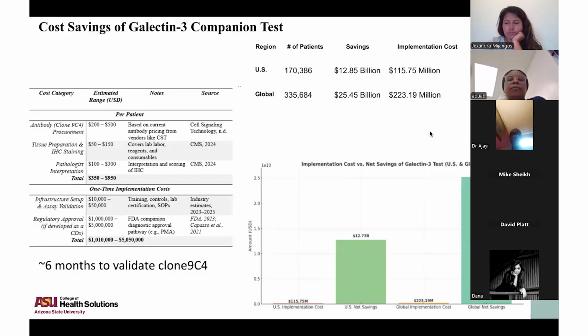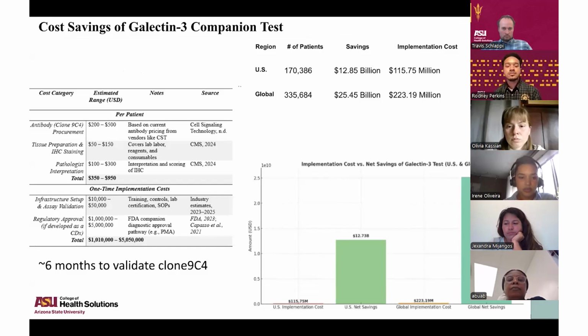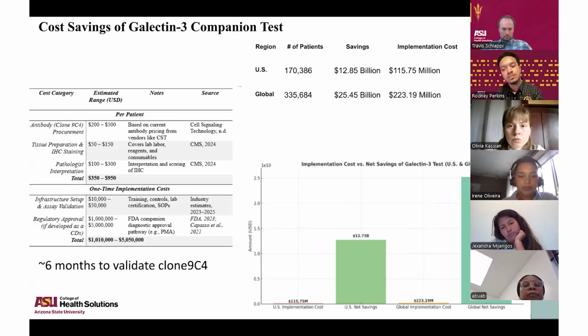All right, so now moving on, now we're going to show how much we would be saving by implementing the Clone-IC4 test as a companion test for the ICI treatment. First, let's take a look at how much it will cost to implement the test. So on your left right here, we have a table that summarizes the cost. So the test itself would cost per patient in the range of $350 to $950. So it would be around an average of $650. And that includes the procurement cost, tissue preparation, and also the physician interpretation.